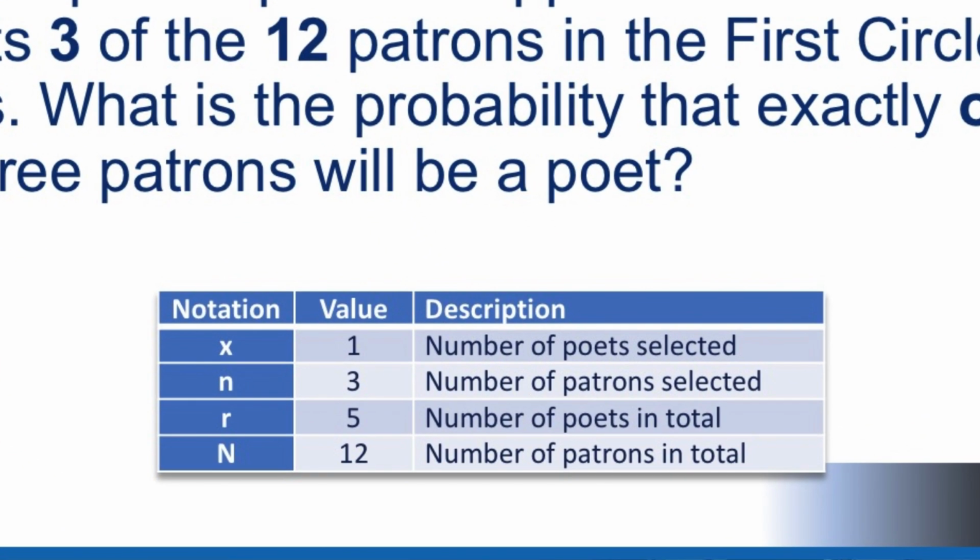So we have notations, X value will be 1, so the probability that exactly one of the 3 patrons will be a poet. There are 3 patrons selected. We selected 3 out of the 12 that are there. The number of poets in total, number sitting in that circle, are 5, and there are 12 patrons total. Some are poets, some are philosophers.